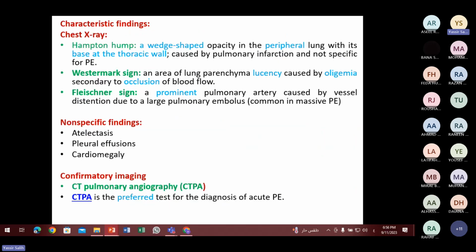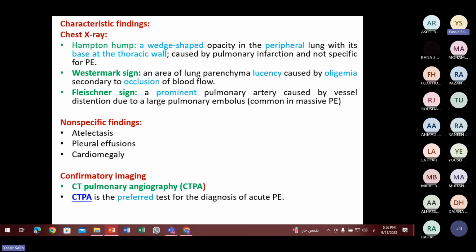Of course the patient may come and we do a chest X-ray. Although it is not sensitive, you have to do it first, although the CT pulmonary angiogram is the preferred one. In the X-ray there may be some signs that can help you to diagnose this.